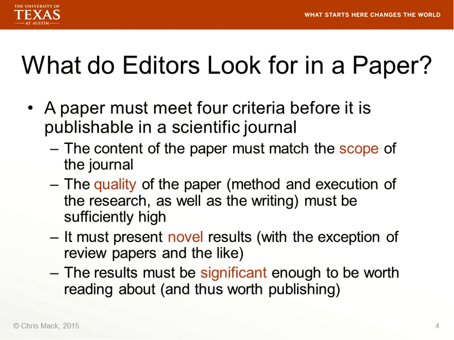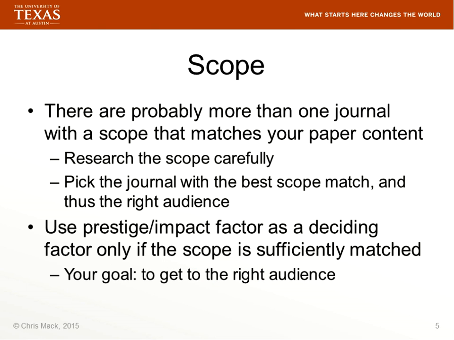In other words, they must attract readers that want to read these results. Let's go through each of these in a little bit more detail. Scope. Every scientific journal has a specific scope, a specific audience in mind. There are a couple of journals that are extremely broad-based, journals like Science and Nature, that pretty much cover, well, almost everything. Even those journals, however, don't quite cover everything, but maybe most aspects of science.